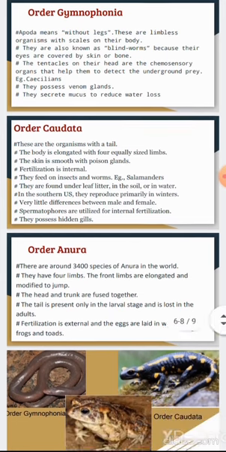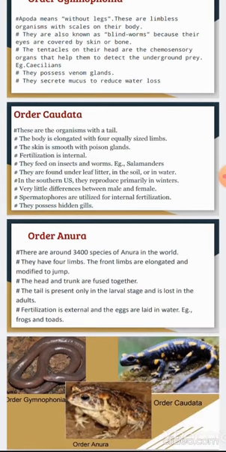And the next order is order Caudata. They are organisms with a tail. The body is elongated with 4 equally sized limbs. The skin is smooth with poison glands. Fertilization is internal. Males lack copulatory organs. Females are usually oviparous. They feed on insects and worms. Example, salamanders. They are found under leaf litter in the soil or in water.